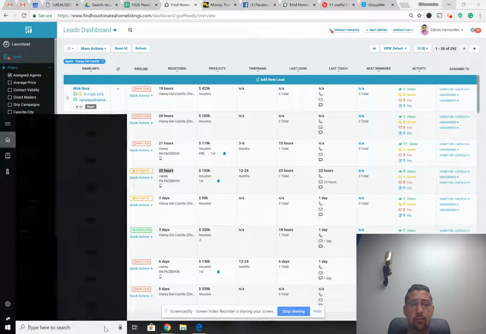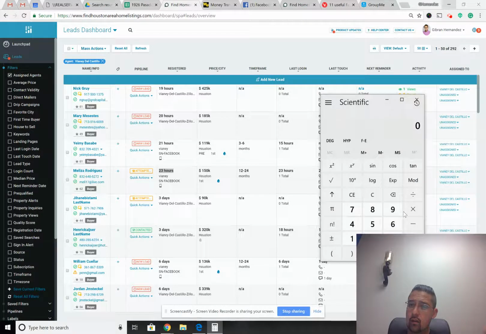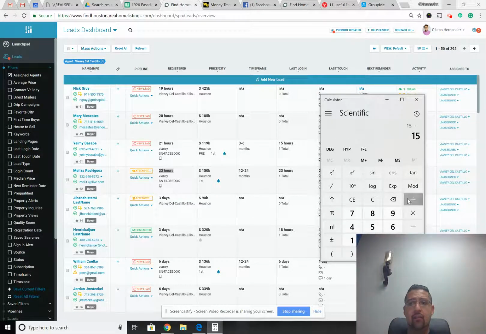So again, we do some very simple math here. She spent $15. We divide that by 2 because she received 2 actual leads. And now we can see she was spending $7.50 per lead. That's pretty good. On average, if you can get under $10 per lead, you know you're running a pretty effective campaign. The ideal goal, the place where you would want to be, is $5 per lead.